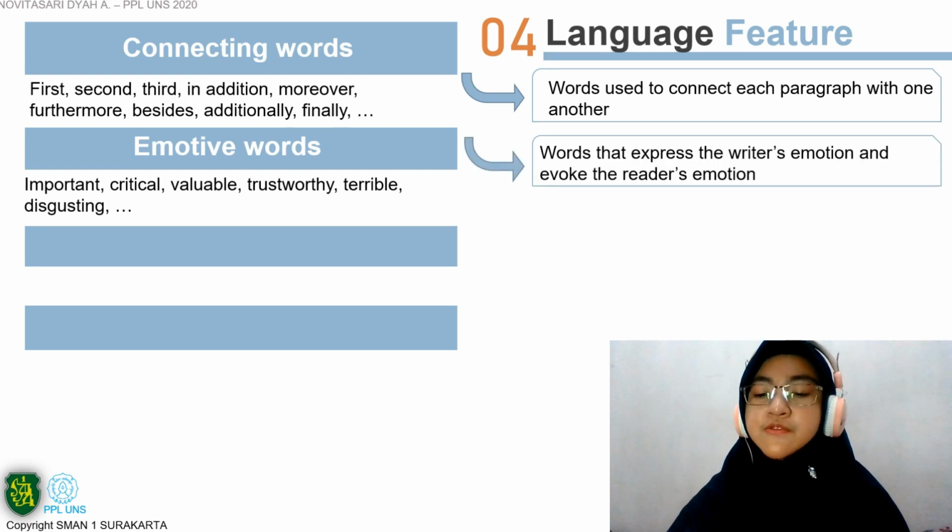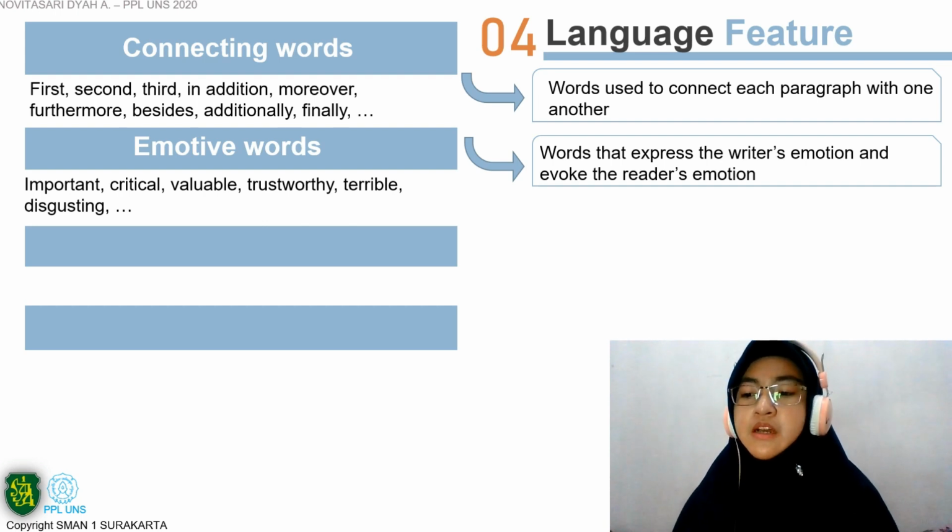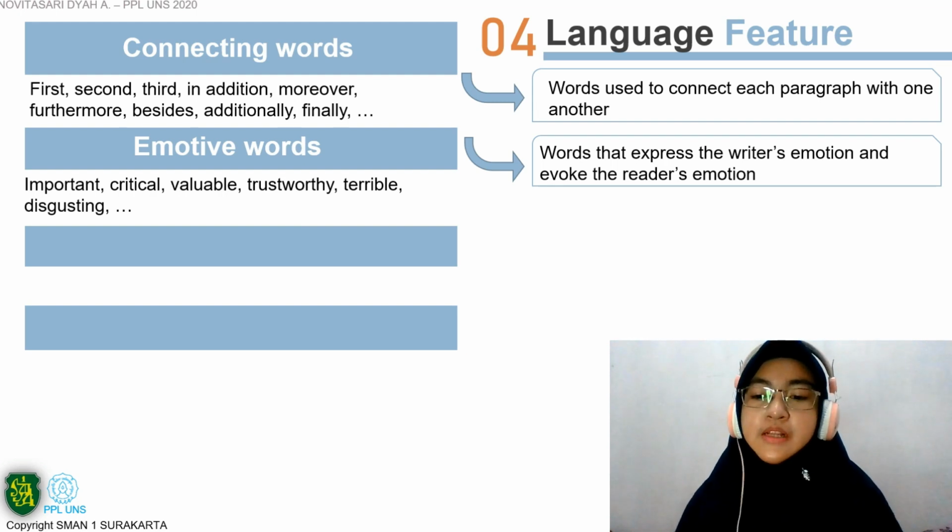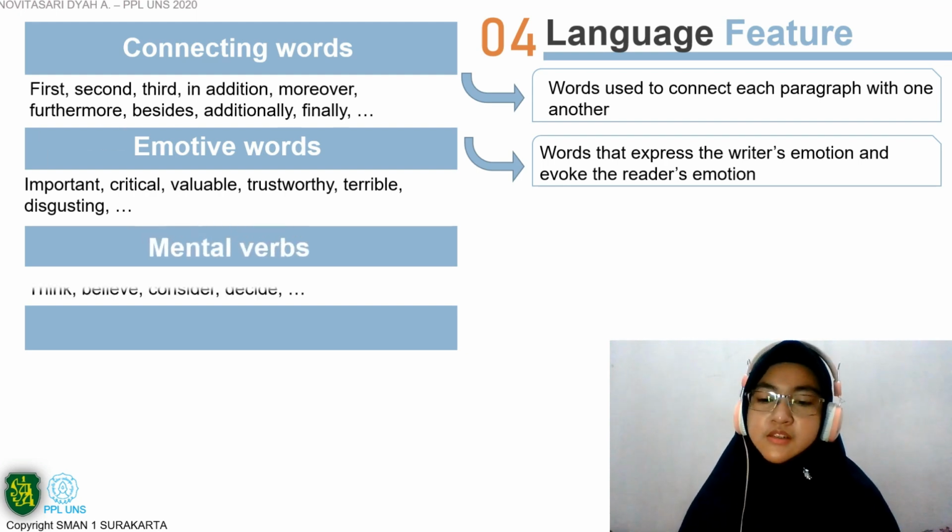And then emotive words. Emotive words are words that express the writer's emotion so that the text can evoke or arouse the reader's emotion. For example: important, critical, valuable, trustworthy, terrible, or maybe disgusting.